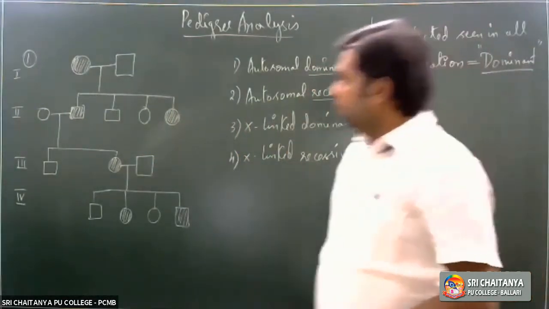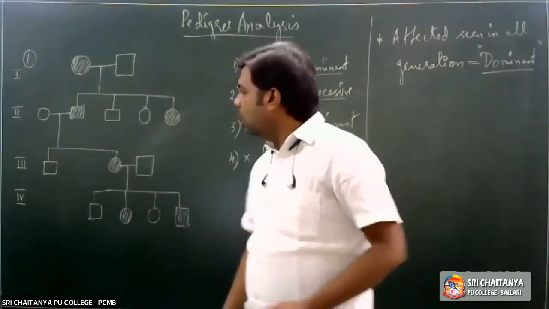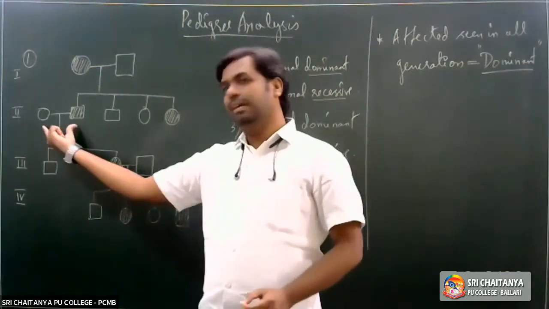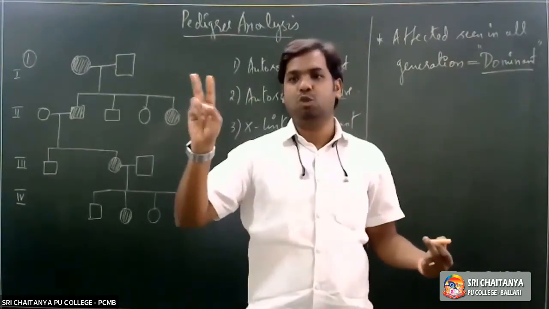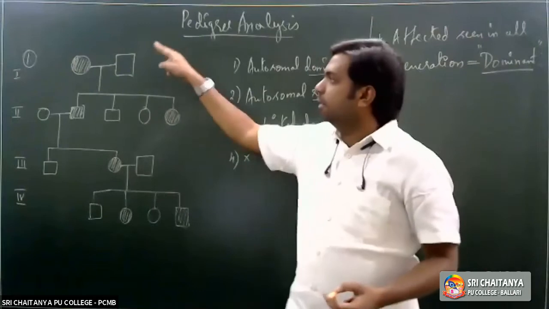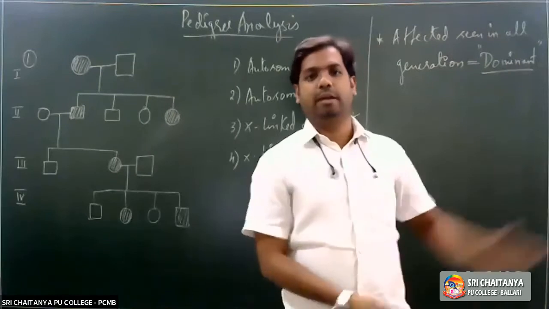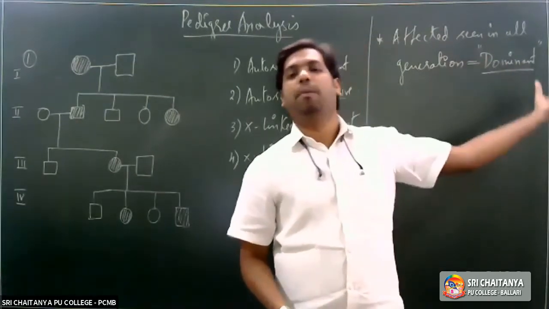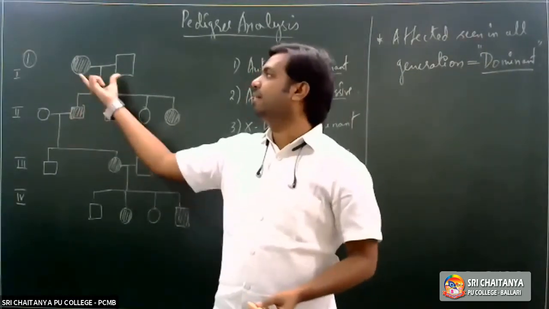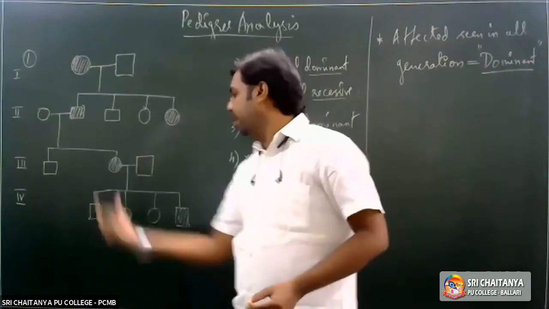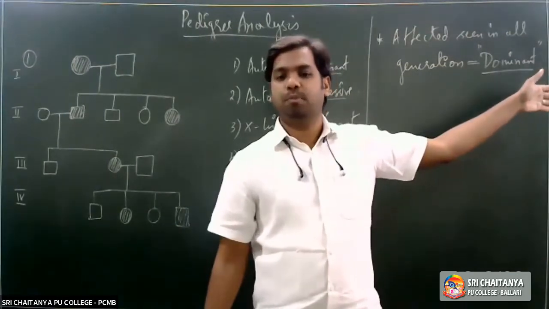Or we can take one more. If an affected son has affected parents, or if an affected daughter has affected parents, then also it would be dominant. So there are 2 ways to identify whether it is dominant or recessive. First, if affected individuals are seen in all of the generations, we conclude that it is a dominant trait. One more way is affected children having affected parents, affected children, affected parents; again we would say that it is dominant. So this is one way.